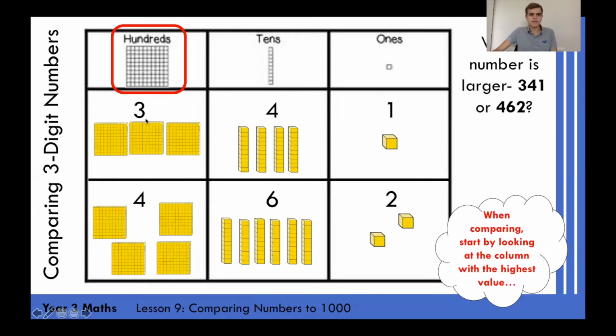So here we go. My first number, 341, has how many hundreds? 3, well done. 462 has how many hundreds? 4. So which number has got more hundreds? Is it 341 or 462? You're absolutely right. 462 has 400s, this one has 300. So I don't need to look at my other digits. I know that 462 is larger because it has more hundreds than 341. Fantastic. So for some numbers, we only need to look at the hundreds to be able to compare them.